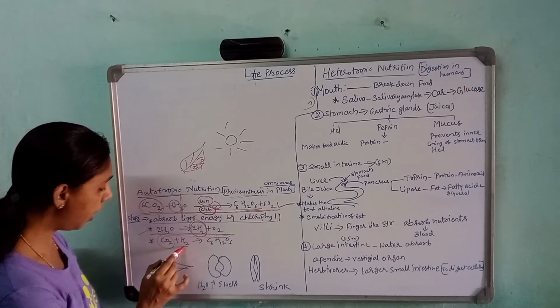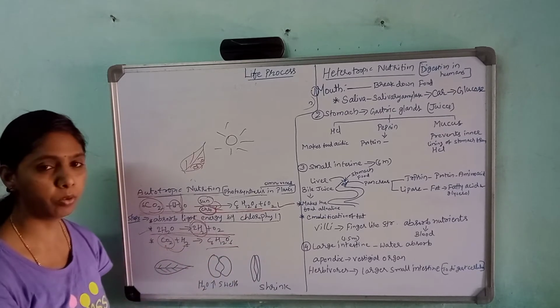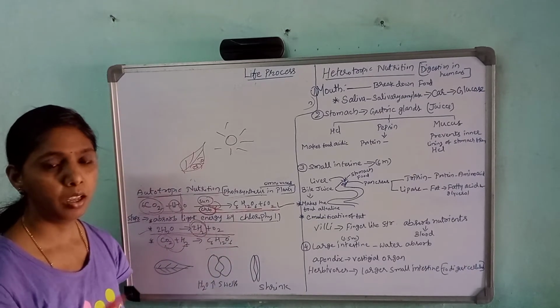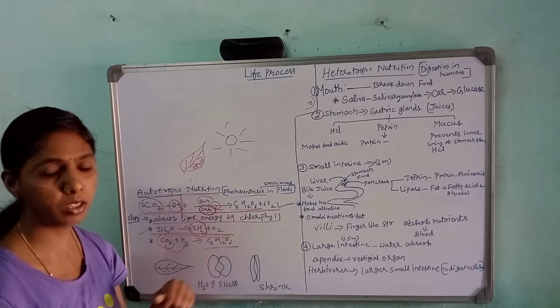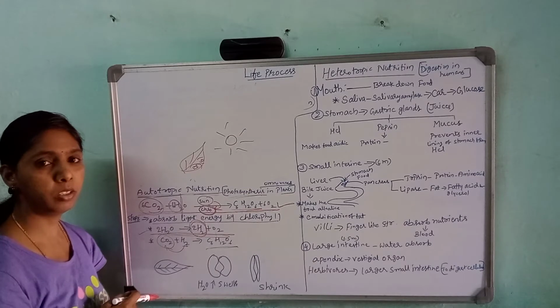See here, that hydrogen is taken up by the carbon dioxide and the glucose is formed. Okay, these are the three steps involved in photosynthesis. This is very important that you have to learn. Which are the three steps involved in photosynthesis?